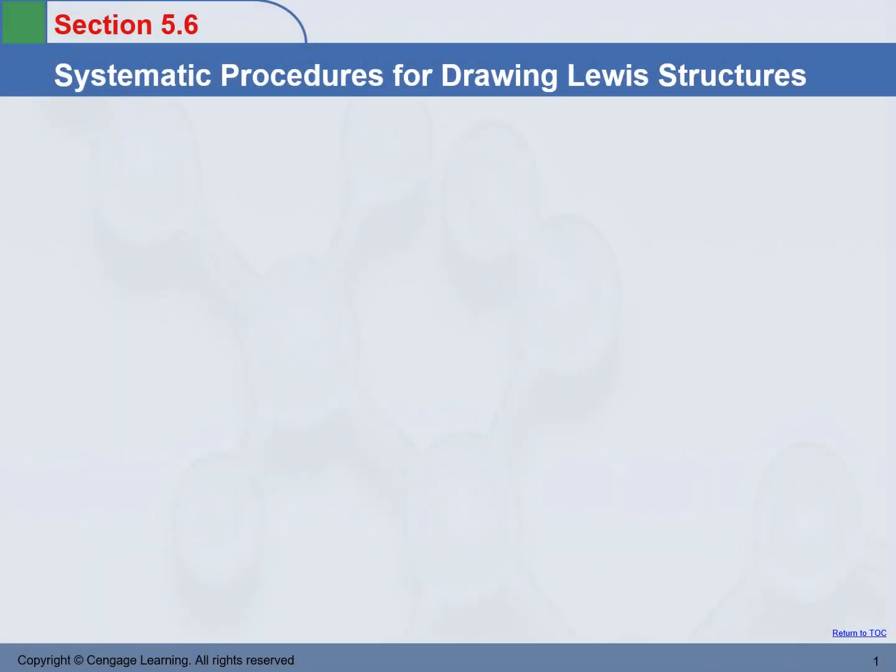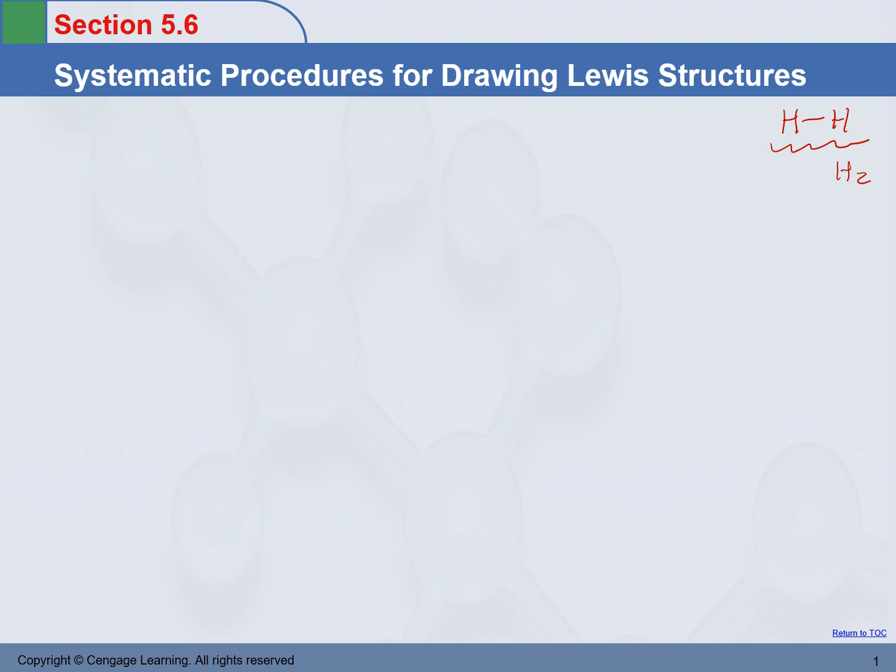Today, we go over the procedures for drawing Lewis structures. We drew some Lewis structures before. We started this chapter by showing the Lewis structure, the bond formation of hydrogen molecules, and we learned that that is the Lewis structure of hydrogen for H2. Well, drawing Lewis structures in that way only works for very simple molecules. For more complicated molecules, it is not going to work.